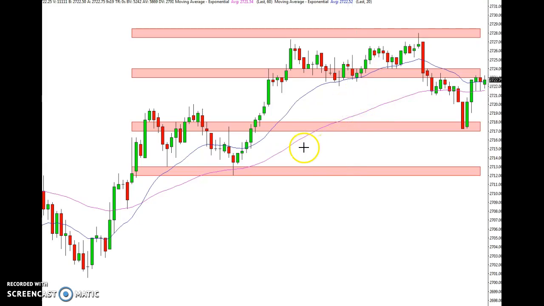So just a nice day, pretty much textbook as far as the levels were concerned. And then also there's some ebook setups I see here looking at it as well.